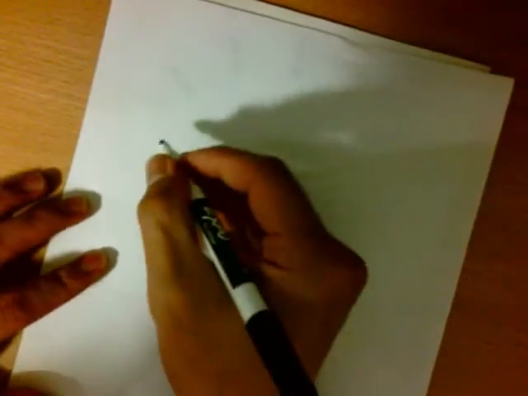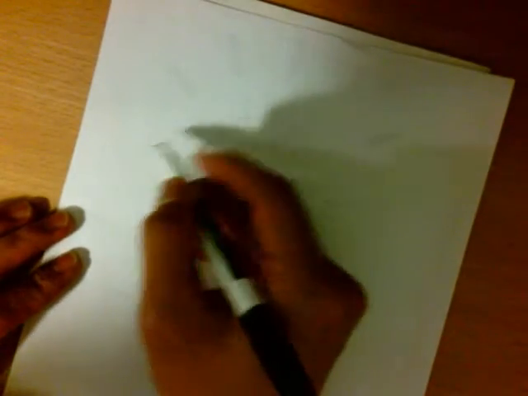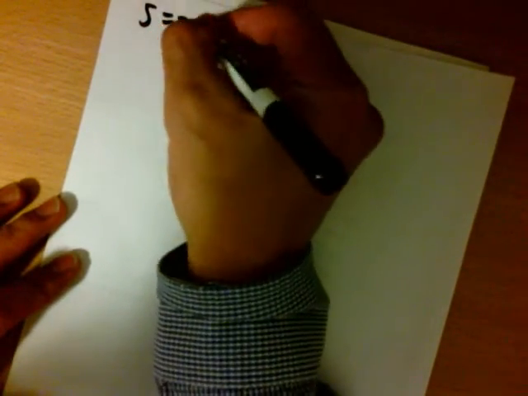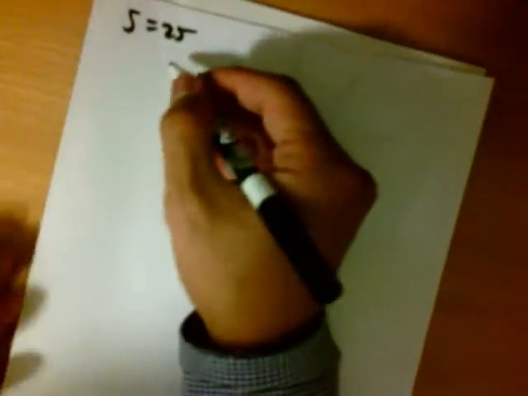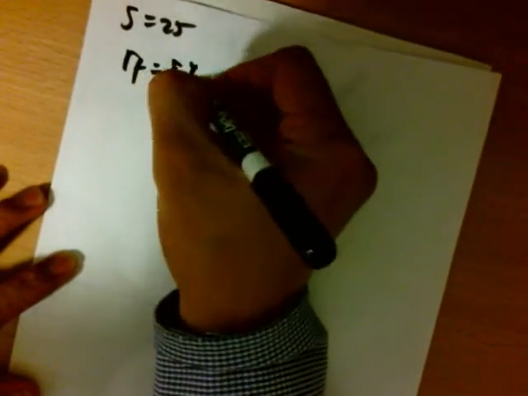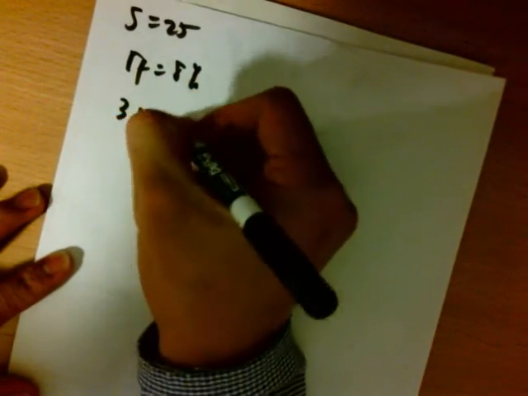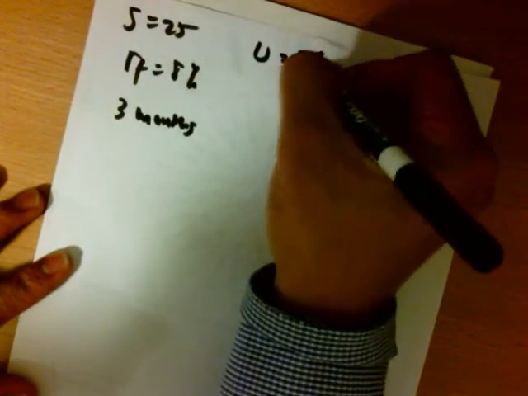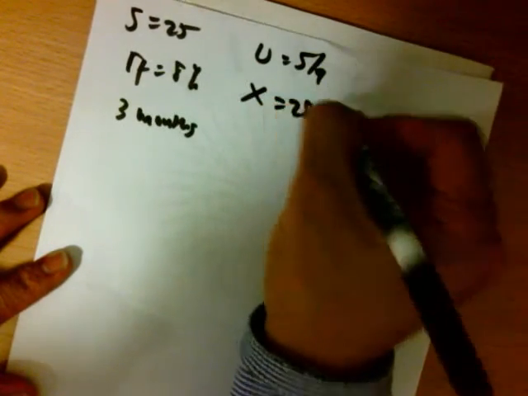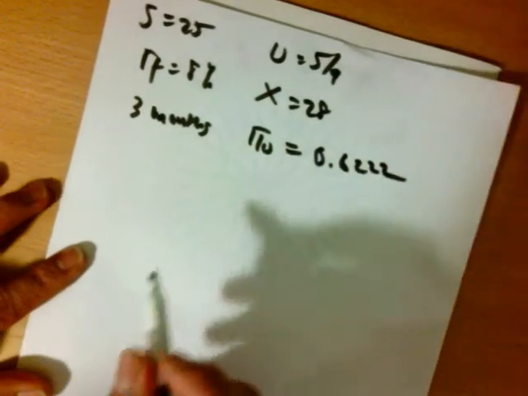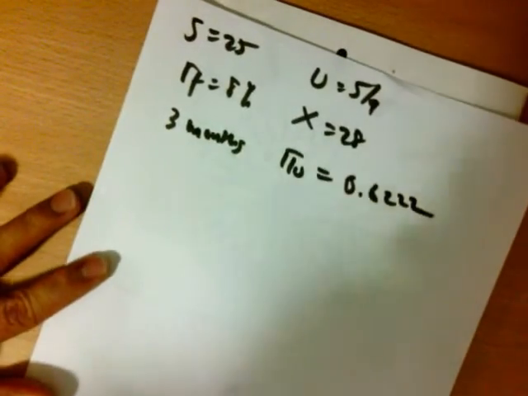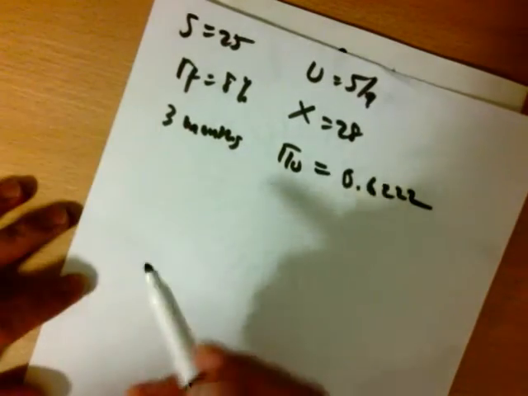So the last one that I want to talk about is this. How about if we talk about the call option? Well, it's going to be the same thing. Let's say S equals 25. Okay. S equals 25, RF equals 8%. It's 3 months. U is 5/4. X equals 28. We also calculate pi U is like 0.6222, right? But now instead of calculating the call option, let's calculate the put option.